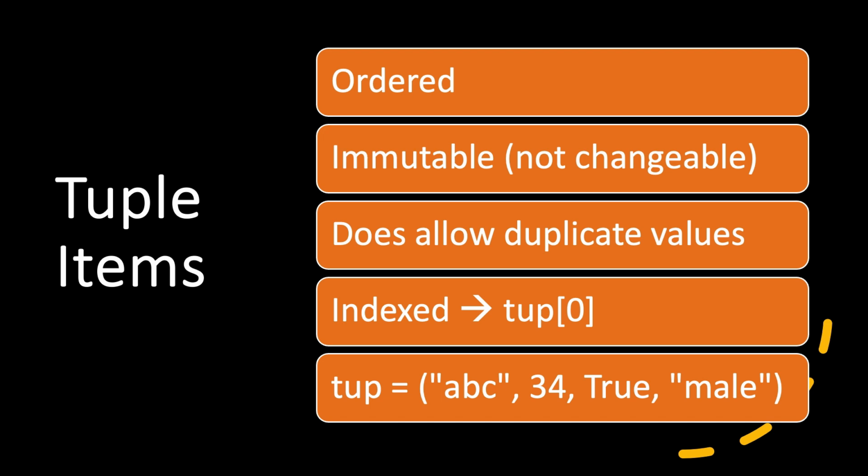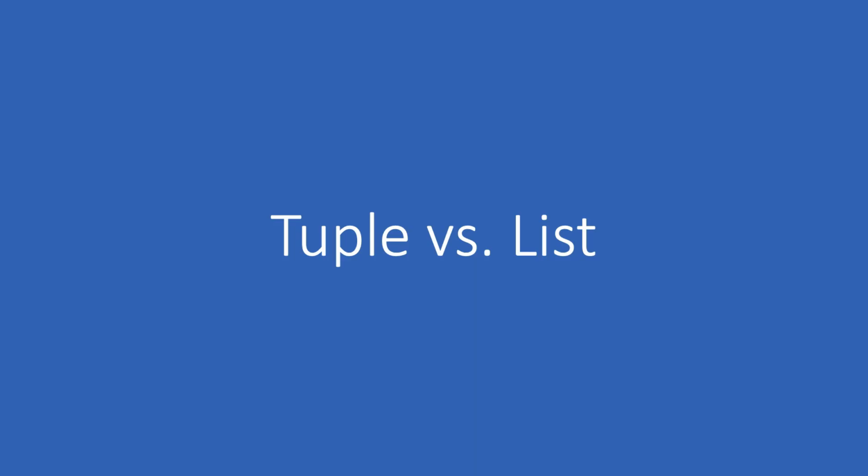Now to access a tuple item, you refer to the index number inside the square brackets. So in this example, if I say tup index 0, I will get ABC. If I say tup index 1, then I will get 34, and so on. Now you might have noticed that tuples and lists are a bit similar, with the exception of one being mutable and the other being immutable. Plus, lists use brackets while tuples use parentheses.